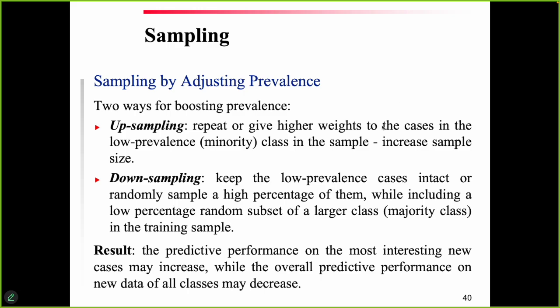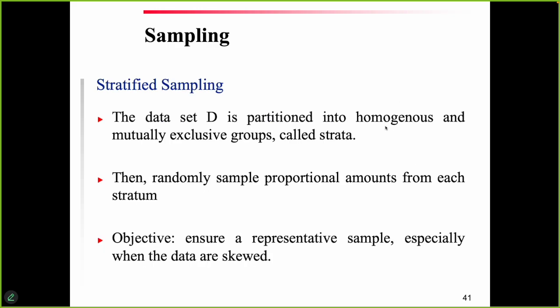The last sampling method that we discussed last week was stratified sampling. The data set D is partitioned into homogeneous and mutually exclusive groups called strata. Basically, you split your data into groups that we call strata, and each stratum represents a subgroup such as a class label. Then we can randomly sample a proportional amount from each stratum.